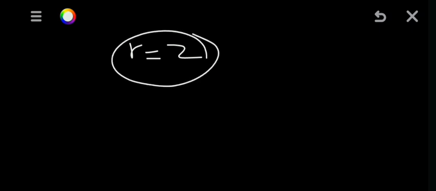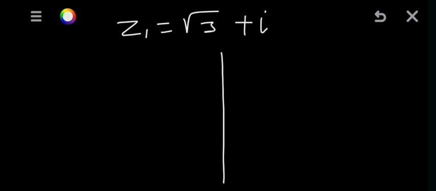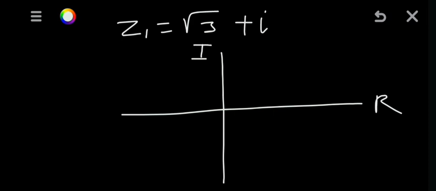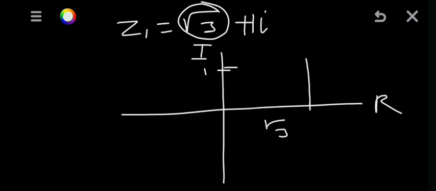Before even determining the theta, it's very important for you to plot the complex number. So we have z1 equal to root of 3 plus i. To plot this one, we are going to use the Cartesian plane. On the Cartesian plane, the x-axis represents the real part and the y-axis represents the imaginary part. The coefficient that we have here is 1, so you can imagine that 1 is somewhere here, and root of 3 is somewhere here. So we are going to have something like this.